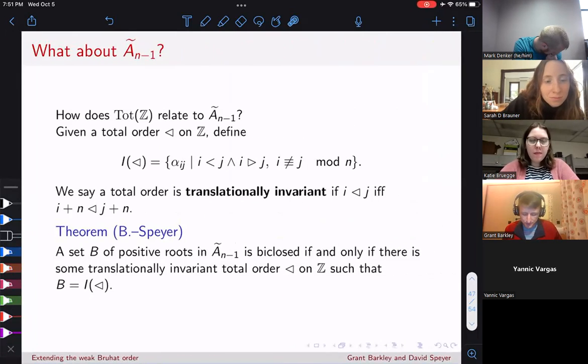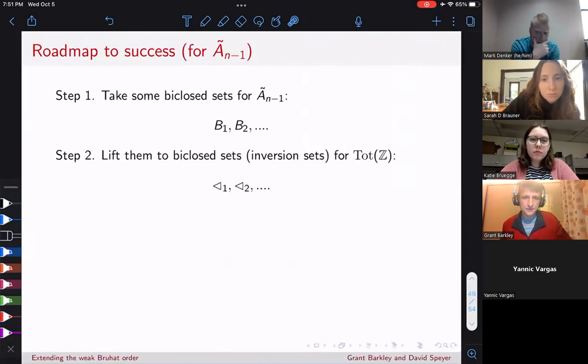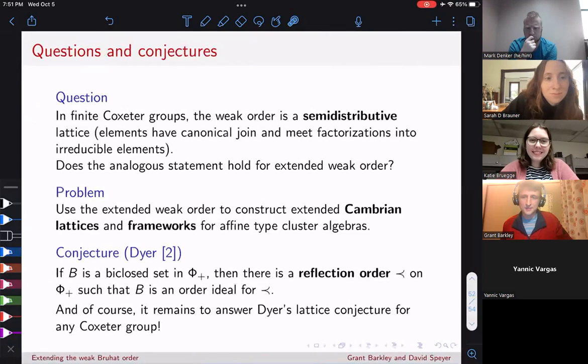I'm going to skip this part, but you can actually use this description of biclosed sets in the infinite symmetric group to learn things about these affine Coxeter groups. So I'm going to skip this and skip to here. Feel free to look at my slides later if you want to see how to do that. It's also in the paper. Wait, is it in the paper? Yeah, it's in the paper.